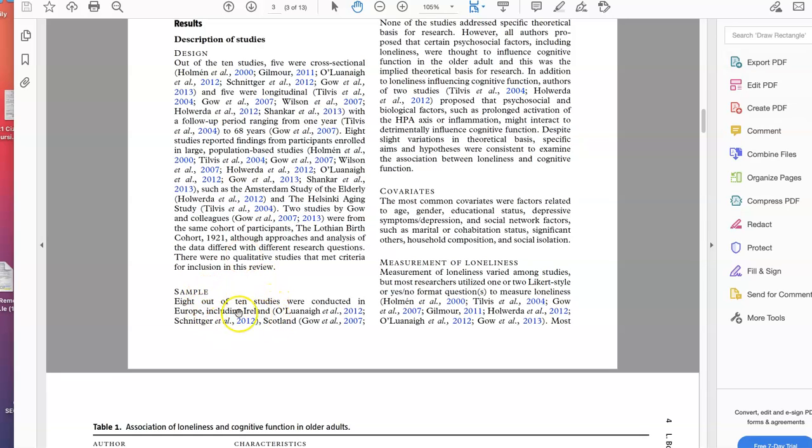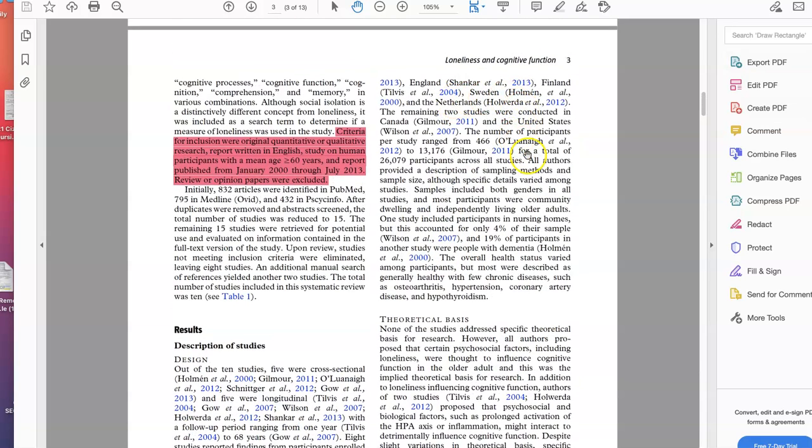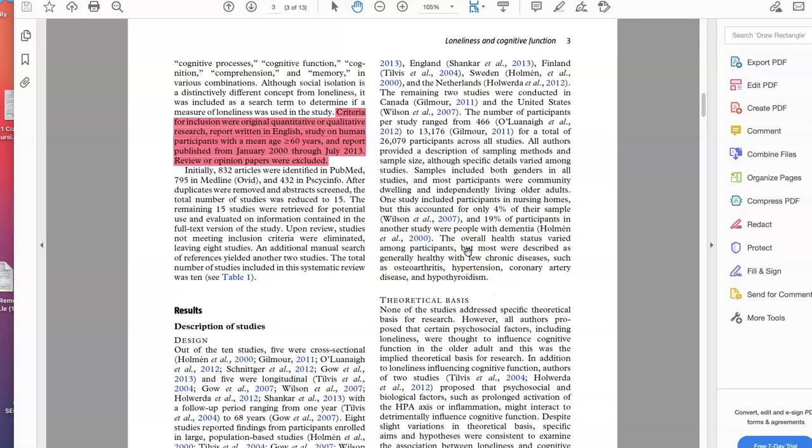This was also relevant, I thought, because we're talking about loneliness. 8 out of 10 studies were conducted in Europe, and then I listed all the different countries, for a total of 26,000 participants across all studies. All authors provided sampling methods and sample size, although the sampling methods and specific details varied. I went on to talk about this because, with loneliness, it's important to know: were they male, were they female, how old were they, what country are they in, because different topics are taboo to talk about in different countries.